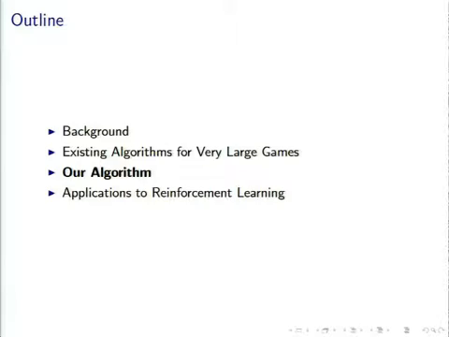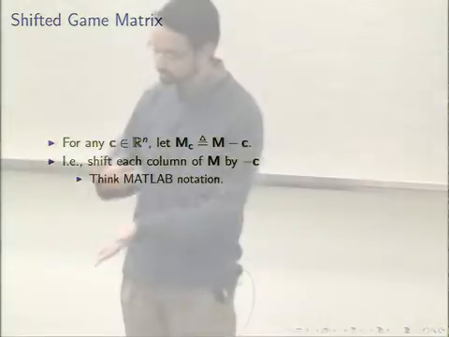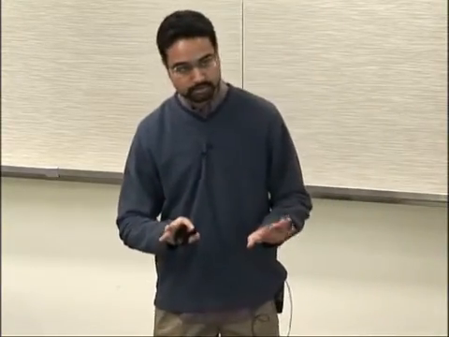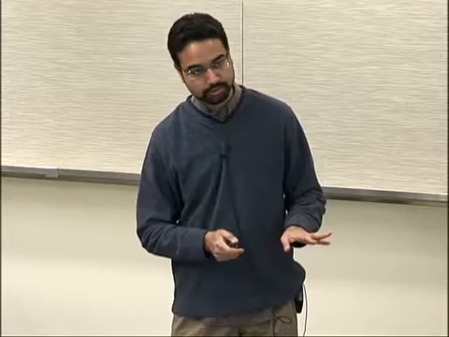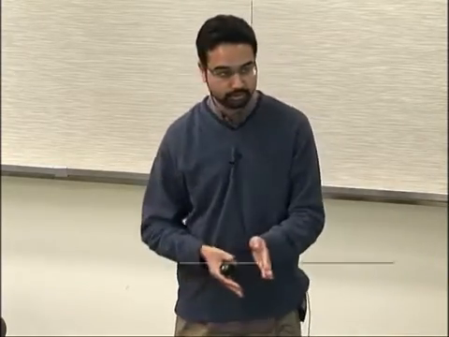Okay, so I'll try to explain our algorithm. Before jumping into exactly what our algorithm does, let me set some foundation. For any vector C, I want to think about the shifted version of our game matrix. So M sub C is just: take each column of our game matrix and subtract the vector C from it. If you did this in MATLAB, this is what I mean, M minus C.